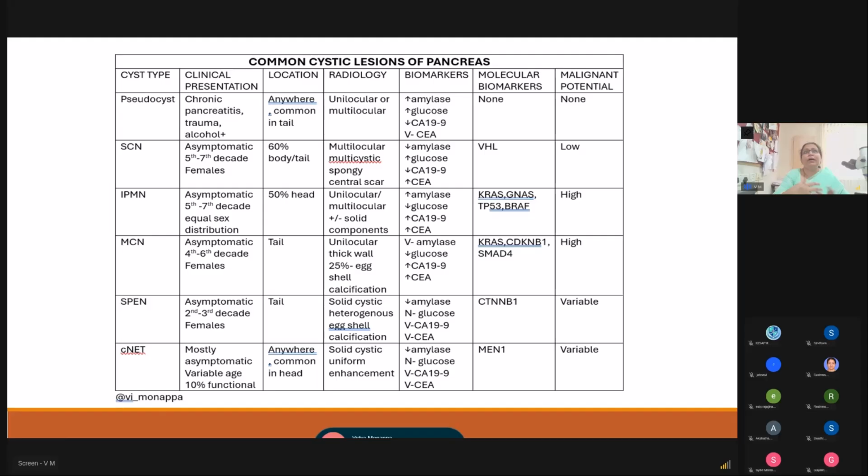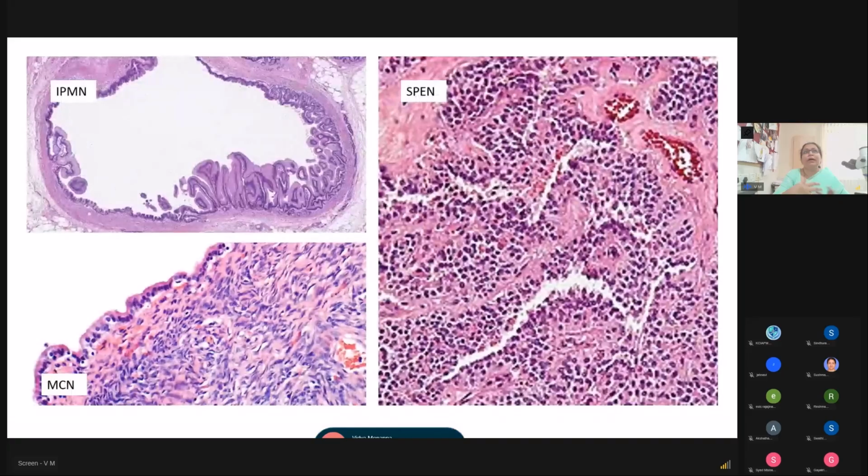So this is just to summarize that when you get a cystic lesion of the pancreas, the radiology may not really be contributory, like it happened in our case. We didn't know that it was from the pancreas, but the morphology is very typical, and we got some markers which were favoring the diagnosis. This is just for completion.